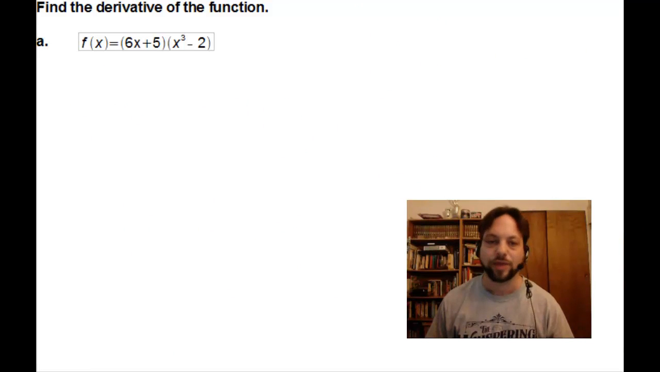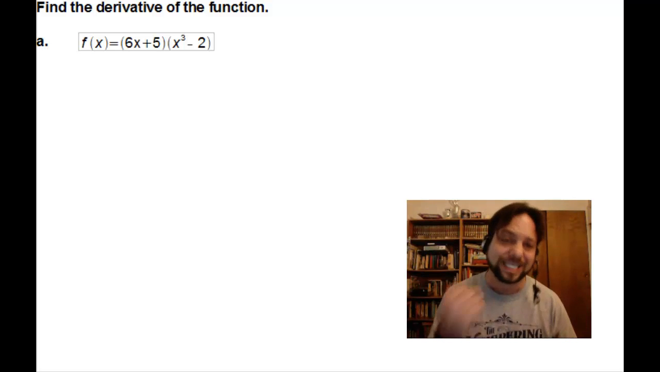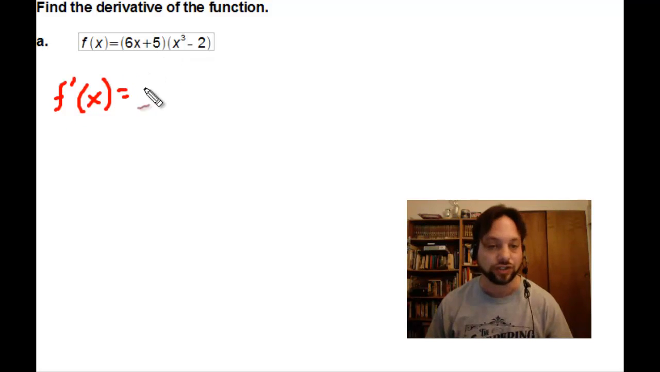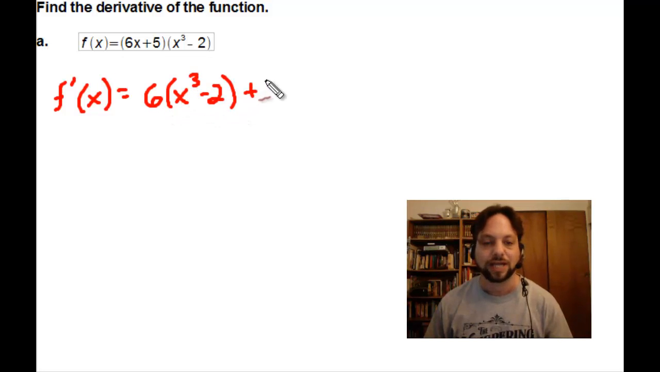In example A, we have a pretty obvious example of the necessity of the product rule. Here we have two terms that are being multiplied. So if we want to go ahead and apply the product rule to this, our derivative will simply be the derivative of the first function, which in this case is just 6, and the second function just tags along. And then I will add, this time I'll keep the first function, but differentiate the second one, which would give me 3x squared.